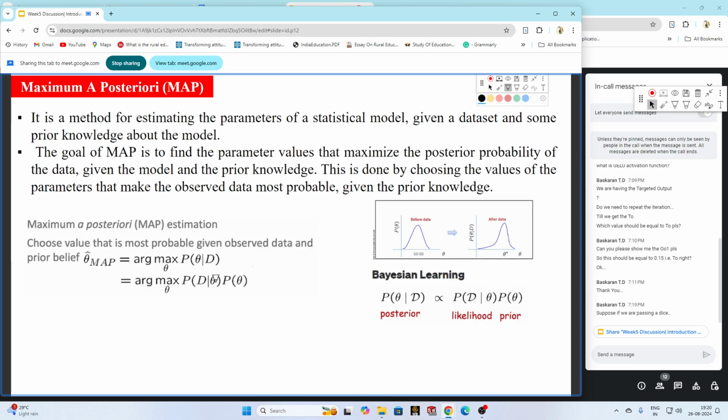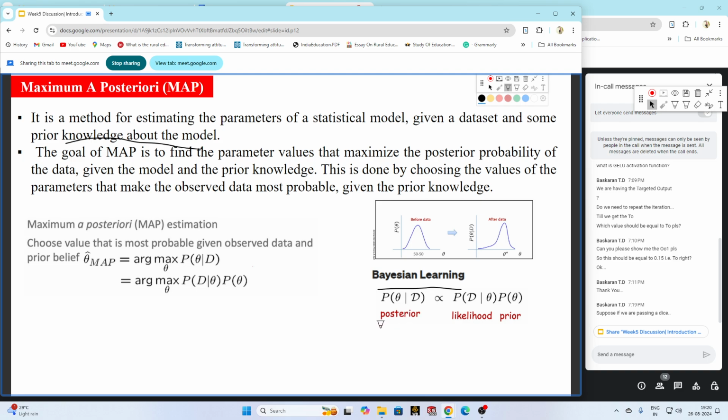Now we have to find out theta so that p(theta | D) will be maximum. Here, with the data set, we also have a prior knowledge about the model. So this is the difference. Now this p(theta | D) can be written as p(D | theta) into p(theta). This is by a theorem called Bayesian learning.